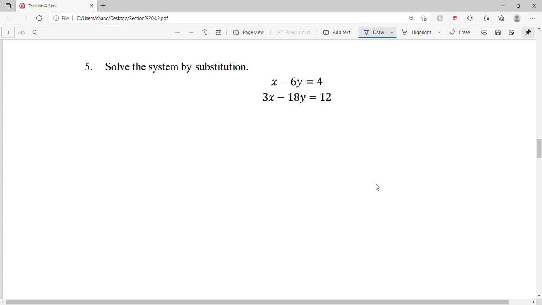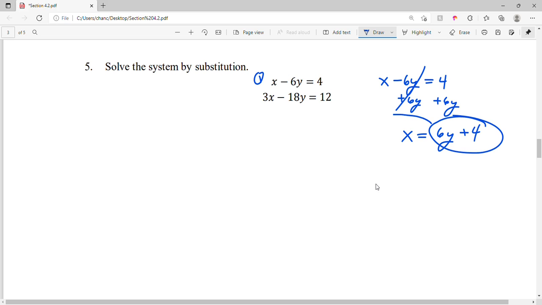In question 5, let's solve for one of the variables. It looks like it's easiest to solve for x. So let's use the first equation here to solve for x. I'll add 6y to both sides. x equals 6y plus 4. And then we could substitute that into the x of the second equation. 3 times 6y plus 4 minus 18y is equal to 12.